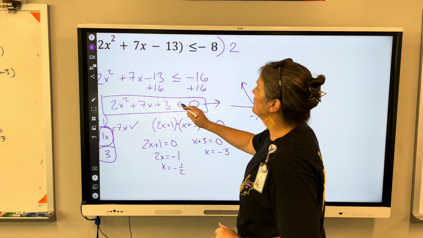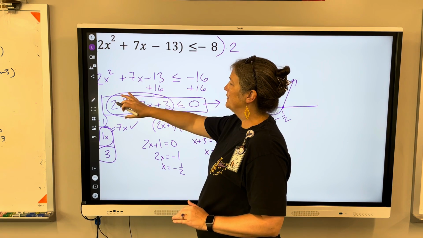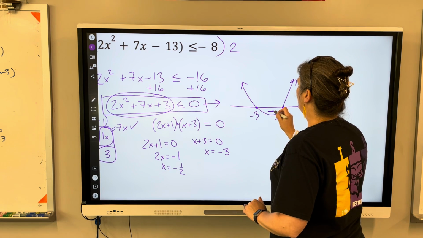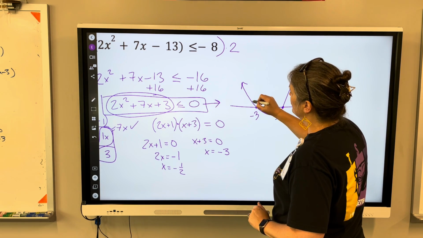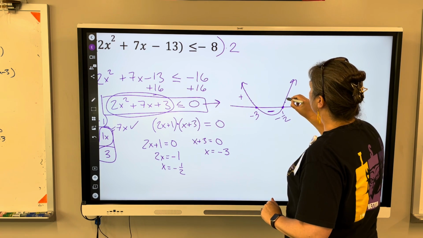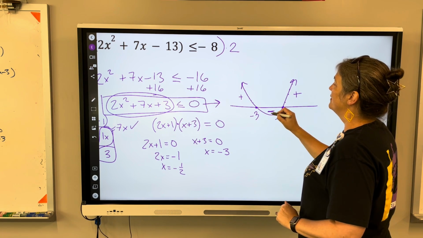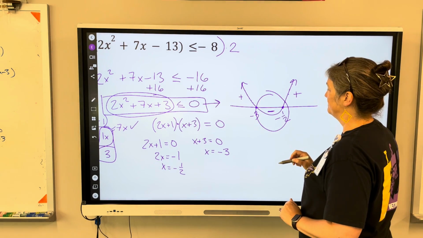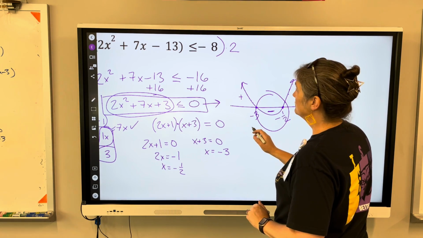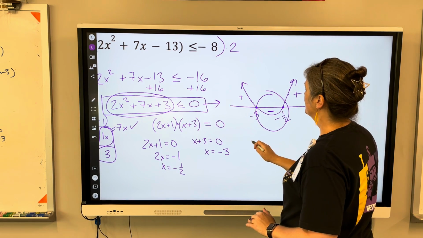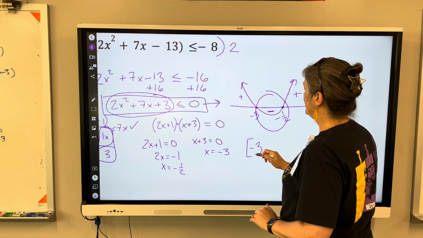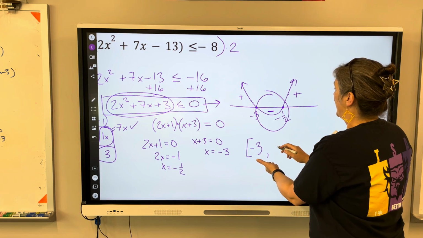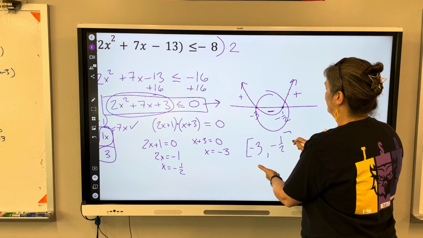Which means if I want all of the outputs of this function to be less than 0, I'm looking for negative y values. The y values of all of these points are positive. These points have negative y values. So this is where I win, that interval. So the interval does include the endpoints. It will start at -3, and my interval of x values that will make this true ends at -1/2.